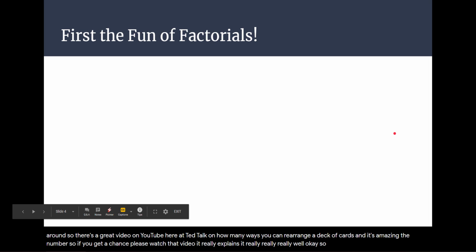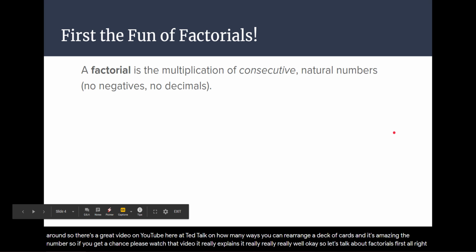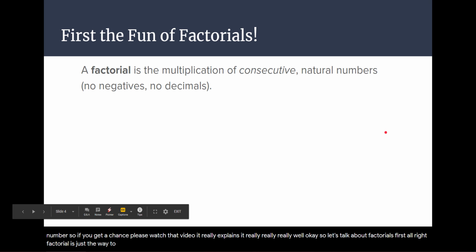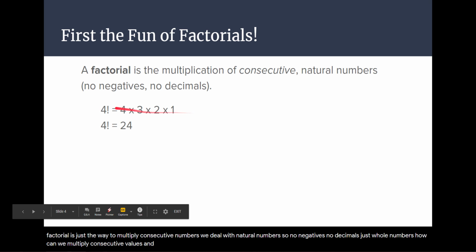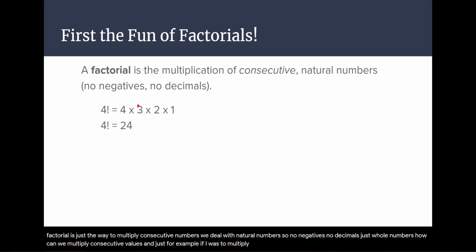Okay, so let's talk about factorials first. All right, factorial is just a way to multiply consecutive numbers. When we deal with natural numbers, so no negatives, no decimals, just whole numbers, how can we multiply consecutive values? And just for example, if I was to multiply 4 times 3 times 2 times 1, that's 4 factorial. It's got an exclamation mark on it because factorials are so amazing.